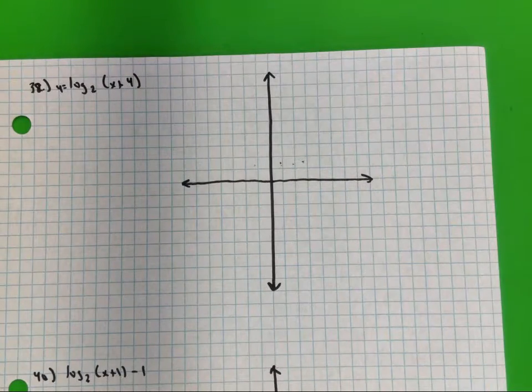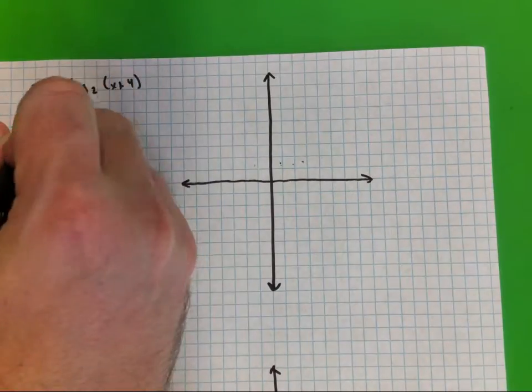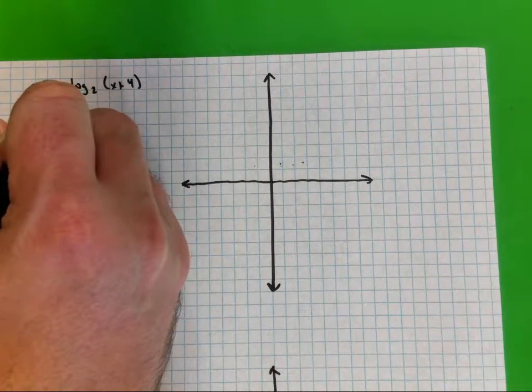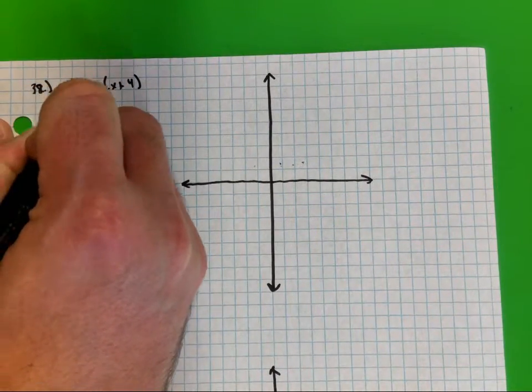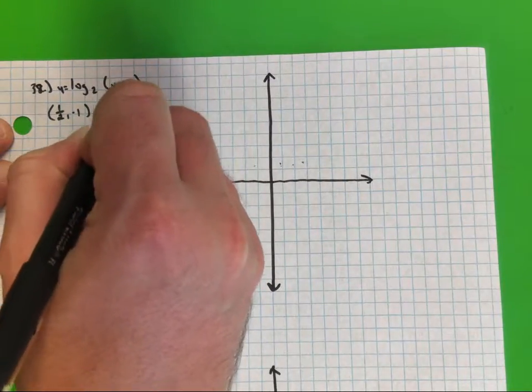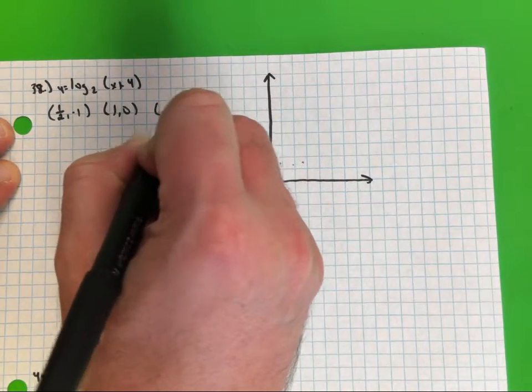Okay. Let's look. I want to do 38 and 40 with you. Number 38. We have y equals log base 2 of x plus 4. Is there a transformation in here? So I'm going to have to do my original and then apply my transformation. Okay, so what's my original points? 1 over 2, negative 1, then what? And then what? 2, 1.